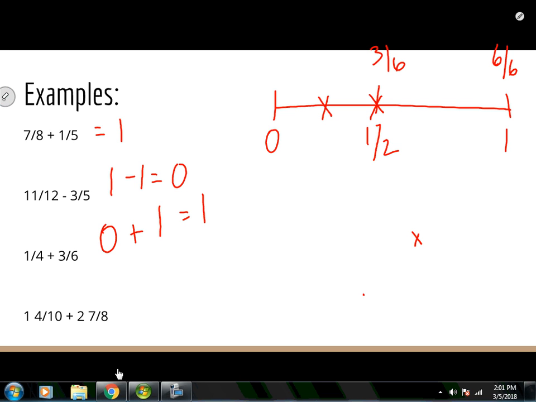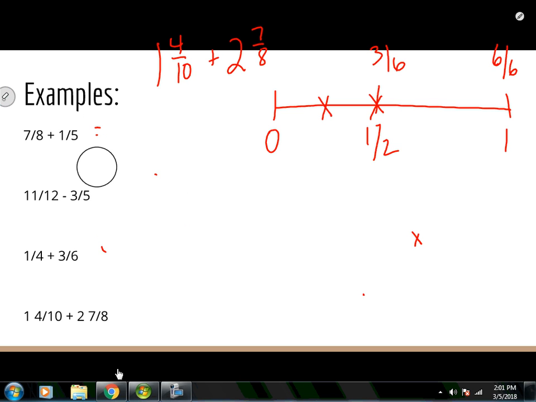Okay, this one's a little bit different. We have a whole number. We have 1 and 4/10 plus 2 and 7/8. And when we have a problem like that, we need to take into account the whole number. And we add that number to whatever our fraction estimates out to be. So we're going to find those and add those to our whole numbers.